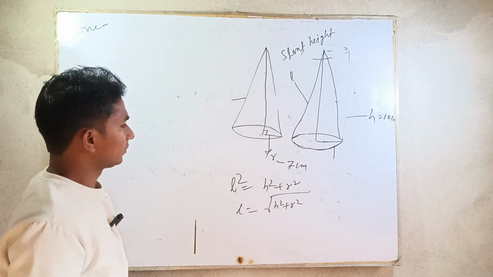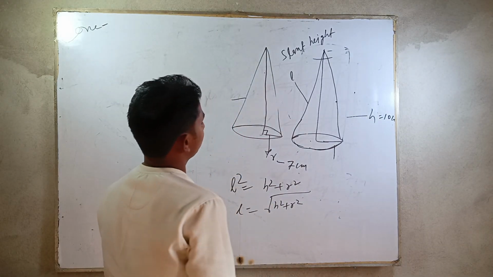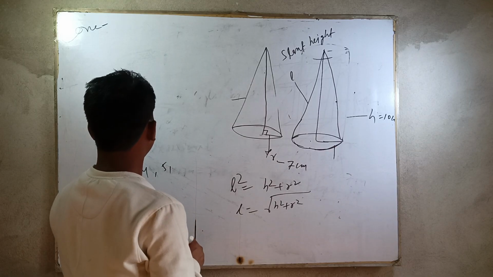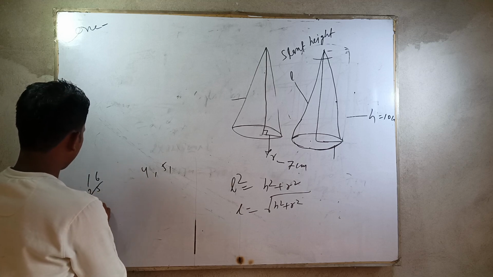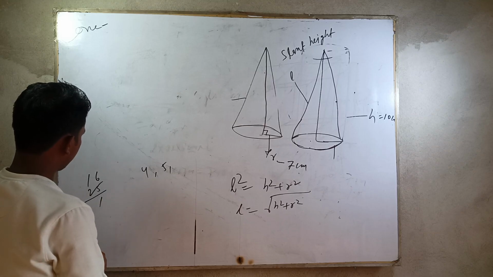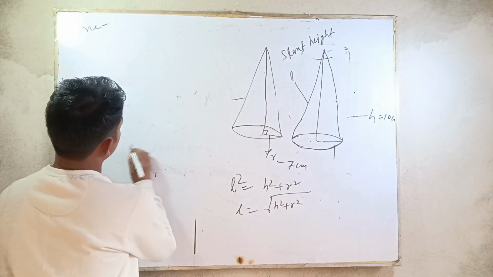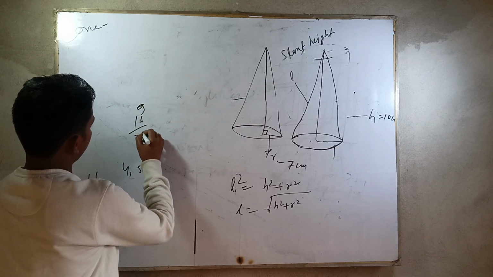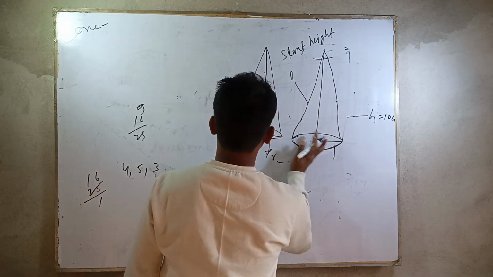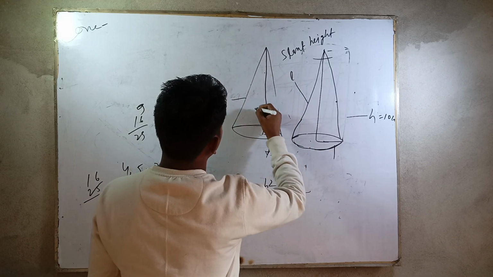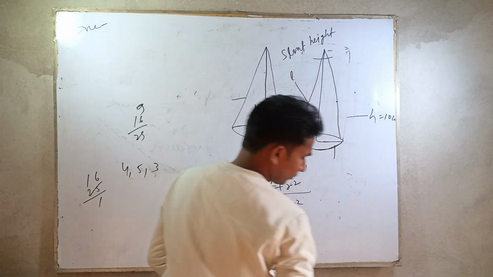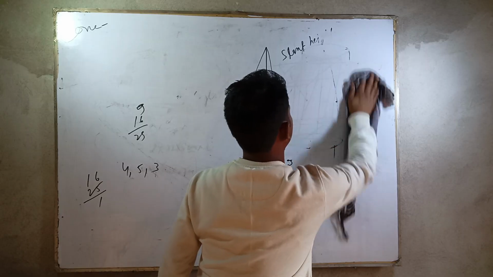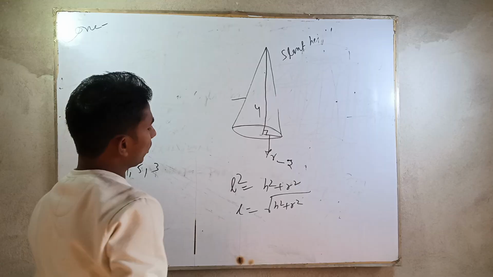So in some question, suppose its height is 4 centimeter and r is 3 centimeter is given. This is the formula of finding it.